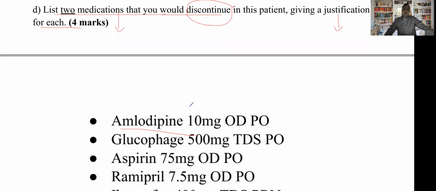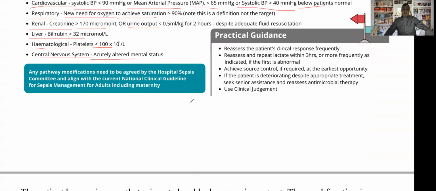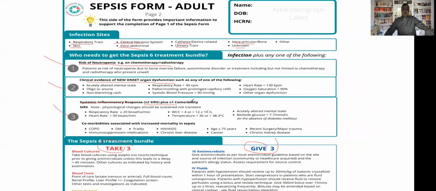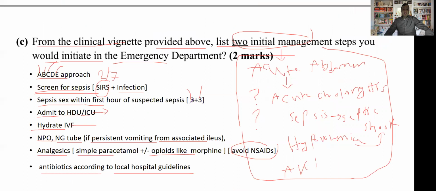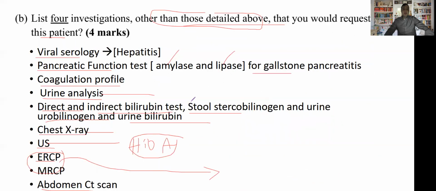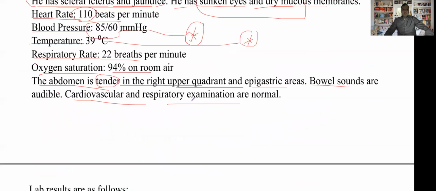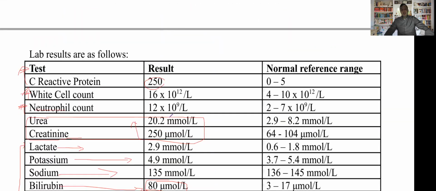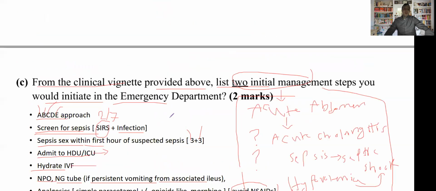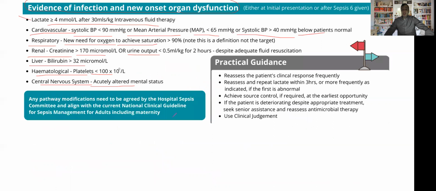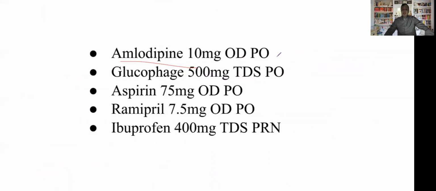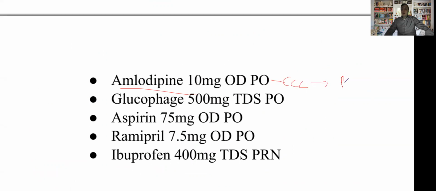Here, the medication in the stem of the question: amlodipine is an antihypertensive, and the patient is hypotensive. As I mentioned before, the patient's blood pressure is 85/60. So you can't continue with amlodipine. Amlodipine is an antihypertensive medication, so you have to stop this. This is a calcium channel blocker, an indirect vasodilator, so it can cause a drop of blood pressure, so you have to stop this. Glucophage, you have to stop glucophage.